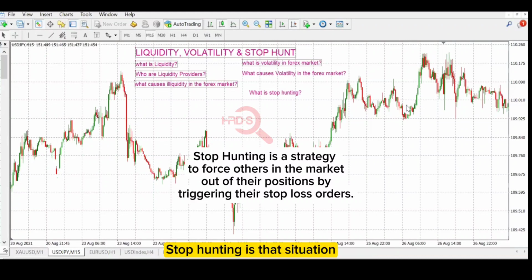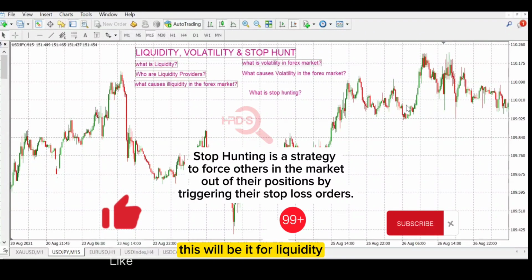Stop hunting is that situation whereby the big institutions target to place their orders below where the stop losses of most retailers are. And when they do this, they are trying to drive up volatility in the market so that they can have a better opportunity, a better discount. So for you as a retailer, you have to position yourself with the mindset that I don't want to be hunted, so you wait for these institutions to finish their hunting and then you join them after that.